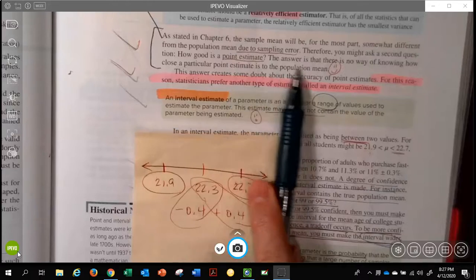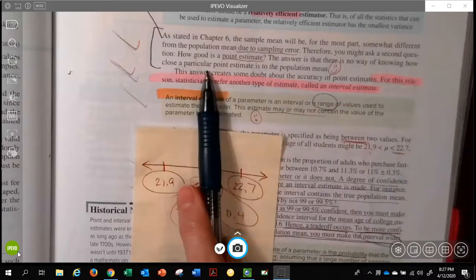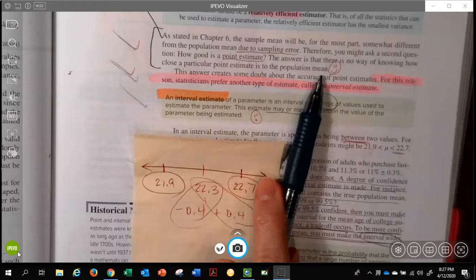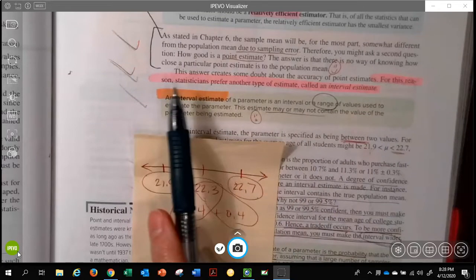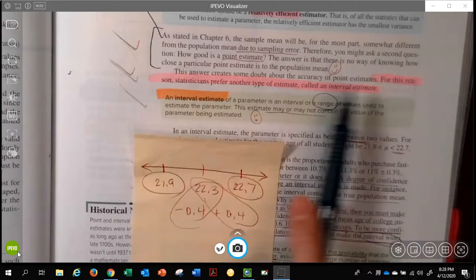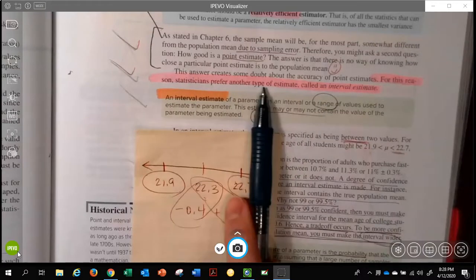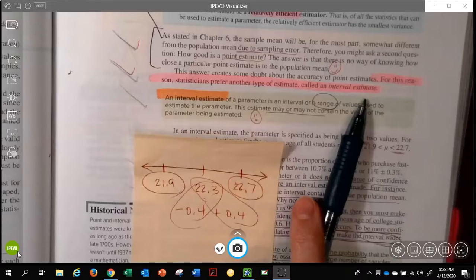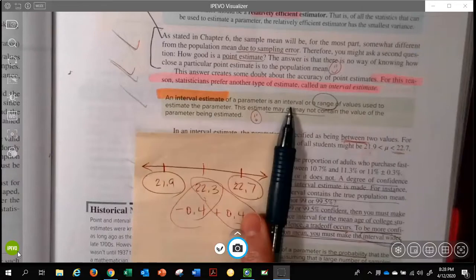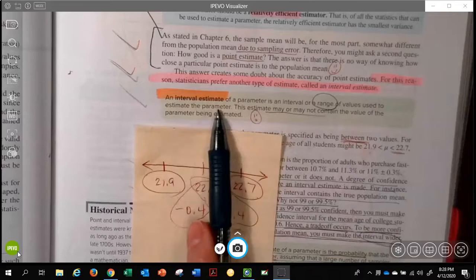Well, already got a smiley face. The answer is that there is no way of knowing how close a particular point estimate is to the actual population mean. Oh my gosh. This answer creates some doubt about the accuracy of point estimates, and for this reason, statisticians prefer another type, not just one point, but an interval, a from here to a there, a lower number to an upper number. The interval estimate of a parameter is a range, a lower number and an upper number of values used to estimate the population.